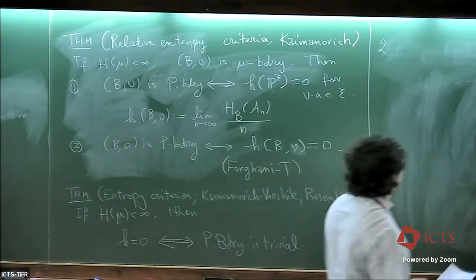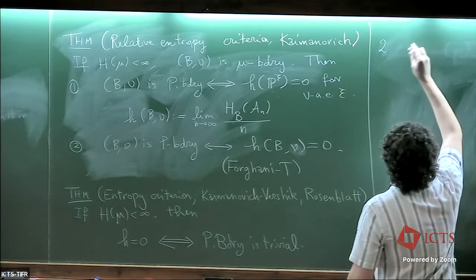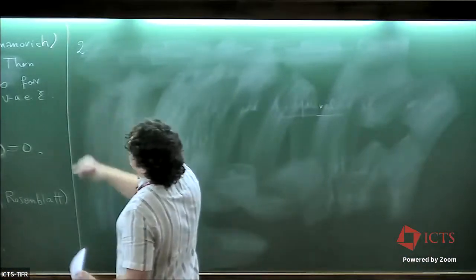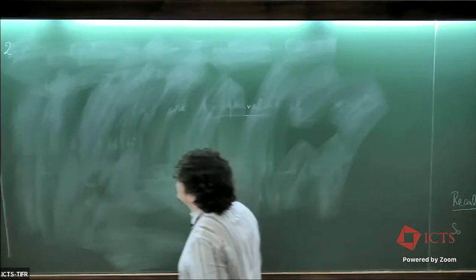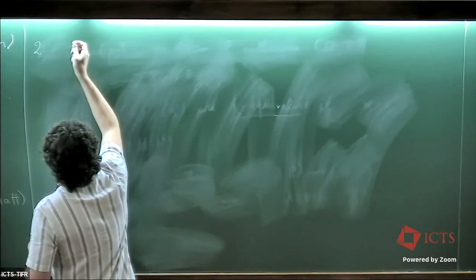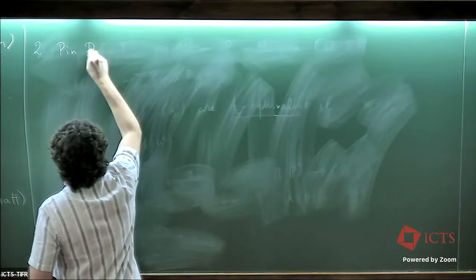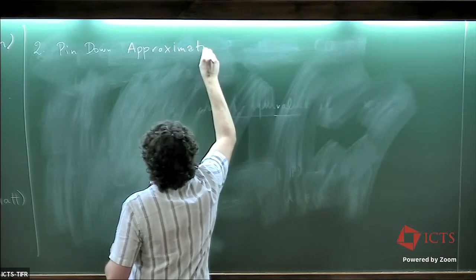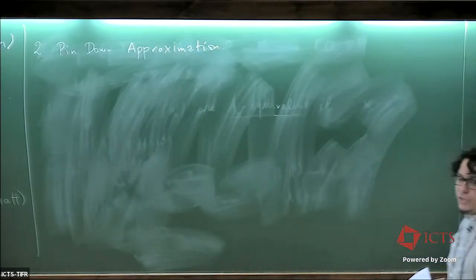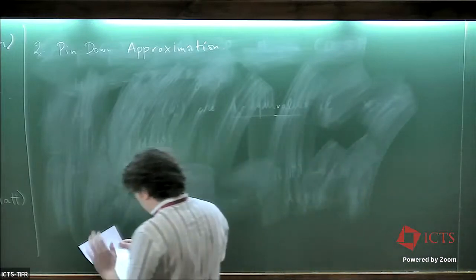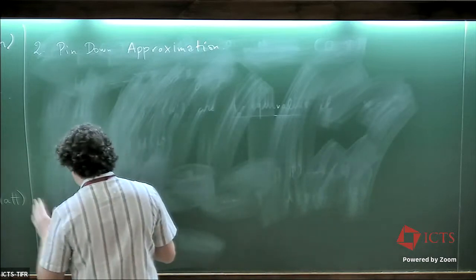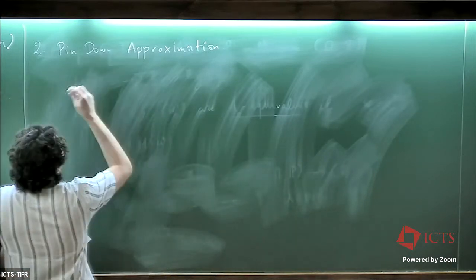Okay, so the second thing: instead of the older criteria, where the entropy identification was usually done by the strip approximation, we now come up with a different version, which we call the pin down approximation. The idea can be understood without going too technical first, and then we will go into more technical detail. So the idea here is the following.